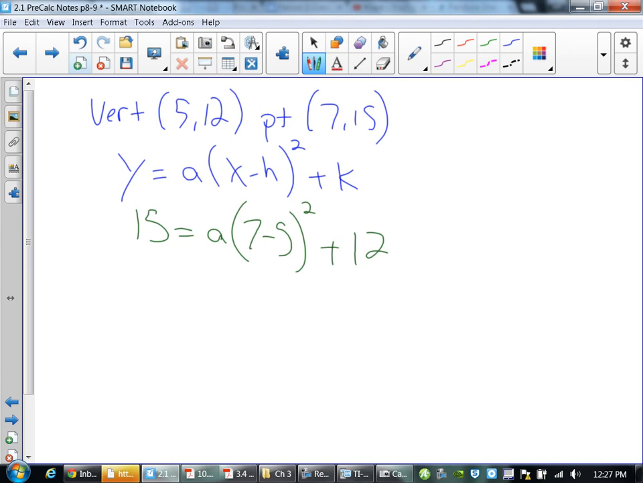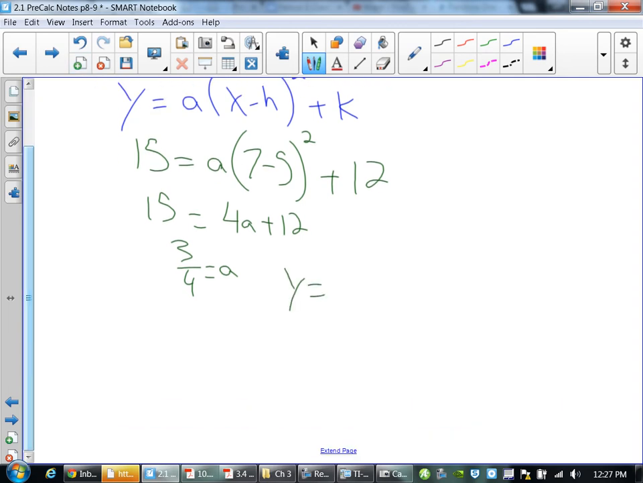So let's see, 7 minus 5 is 2. 2 squared is 4. So 15 equals 4a plus 12. Take 12 away, you'll get 3/4 equals a. Very good, there's your value of a. Then you just resubstitute back in: y equals 3/4 times x minus 5, quantity squared, plus 12. Do you guys vaguely remember this from last year?